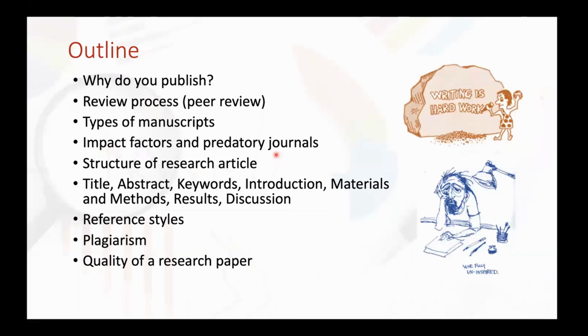of review, or it's also called peer review, types of manuscripts, and impact factor and predatory journal, and the structure of a research article with all the details: title, abstract, keywords, introduction, materials and methods, result, and discussion, and different patterns of reference styles, an issue of a pointer towards plagiarism, and then what do you mean by quality of a research paper. So these are the components which I will cover in the next 1.5 hours.